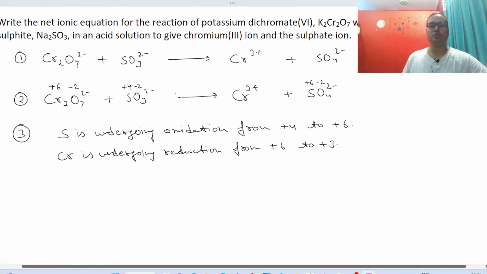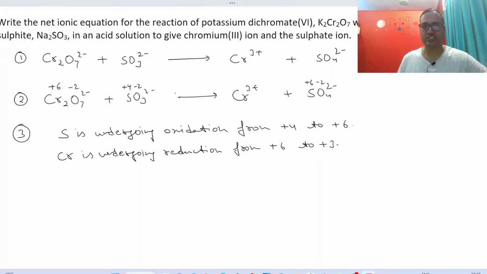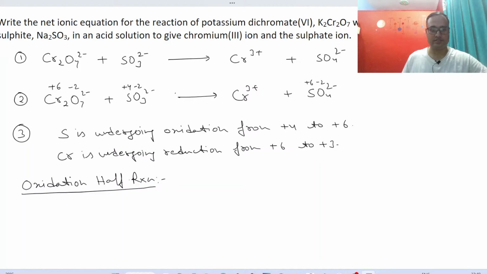Okay, now we have two methods to further proceed with the reaction. One is the oxidation number method and the other is the half equation method. Today I'll be teaching you the half equation method, that is, how to adopt the half equation method in order to balance this equation. In the half equation method, first we write down the oxidation half reaction.